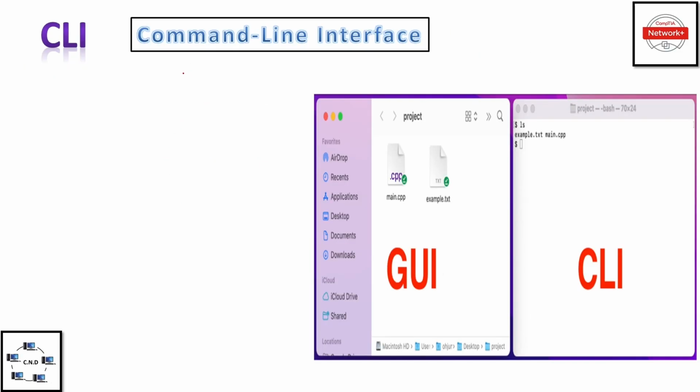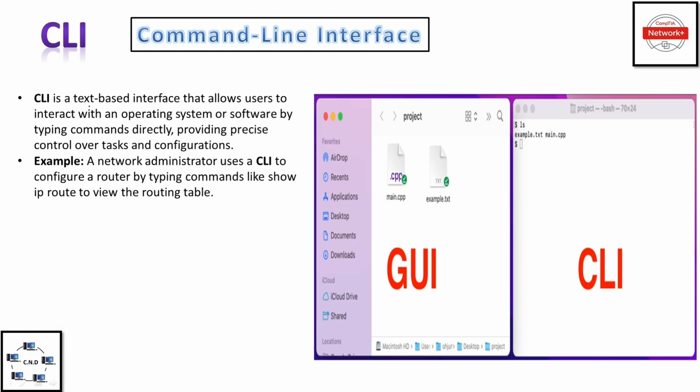CLI, that is command line interface. CLI is a text-based interface that allows users to interact with an operating system or software by typing commands directly, providing precise control over tasks and configuration. A network administrator uses a CLI to configure a router by typing commands like show ip route to view the routing table. So the alternative of the CLI is GUI.